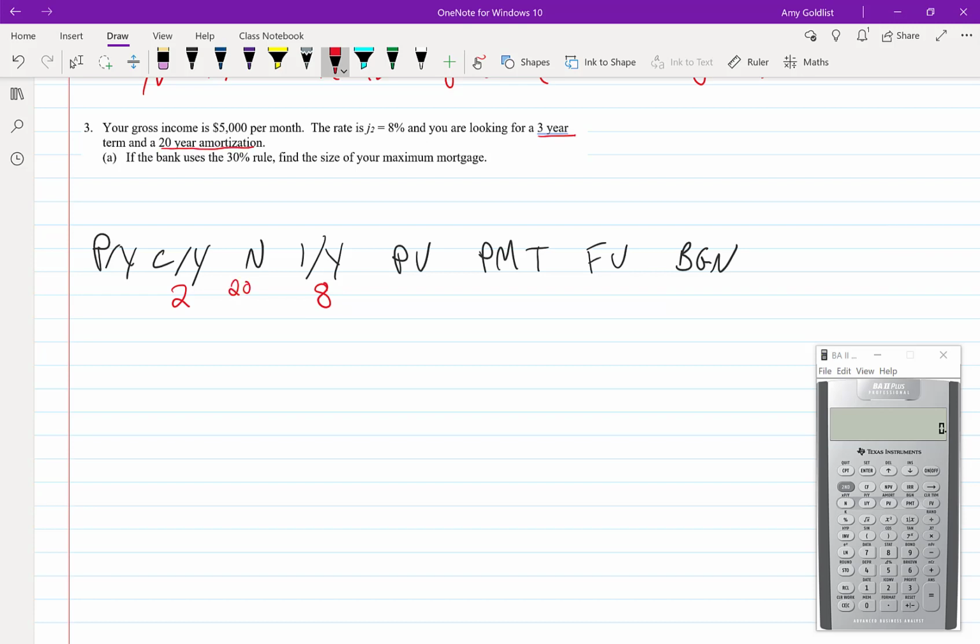20 years, and everything is monthly. That means we have 240 months on our mortgage. We can afford as our maximum payment, well, 30% of that $5,000. So let's multiply that by 30%. And now we know we can afford $1,500. And you can do this on a calculator. So I'm going to go ahead and write in that my payment is $1,500.